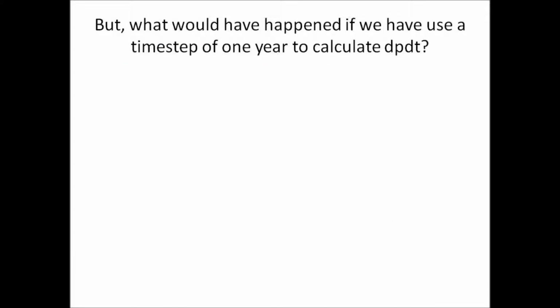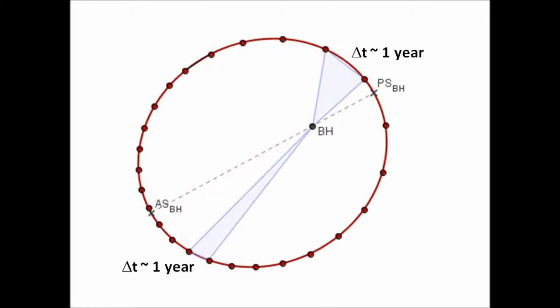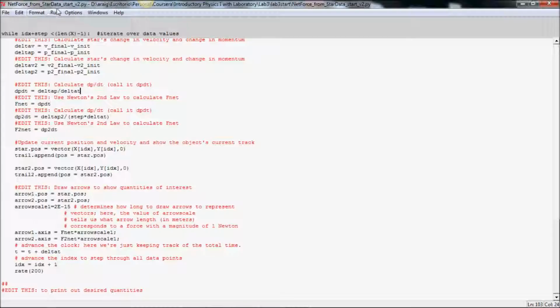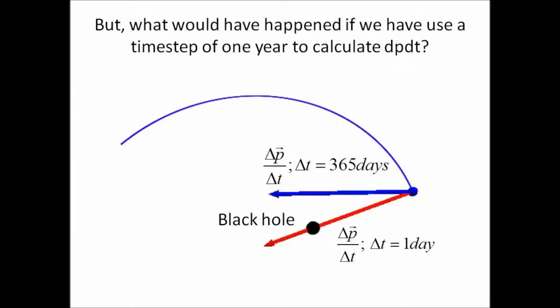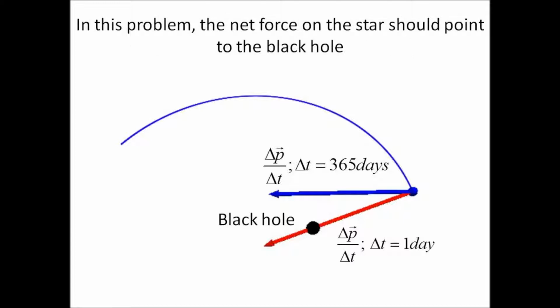But what would have happened if we had used a time step of 1 year to calculate the net force? That means using points separated like we can see in this image. If we run a simulation representing the two calculations, we can see that both are quite different. In red we can see the one with 1 day separation, and in blue the one with 1 year separation. As can be seen, with 1 day the force points to the black hole, while with almost a year the force doesn't point to the black hole.